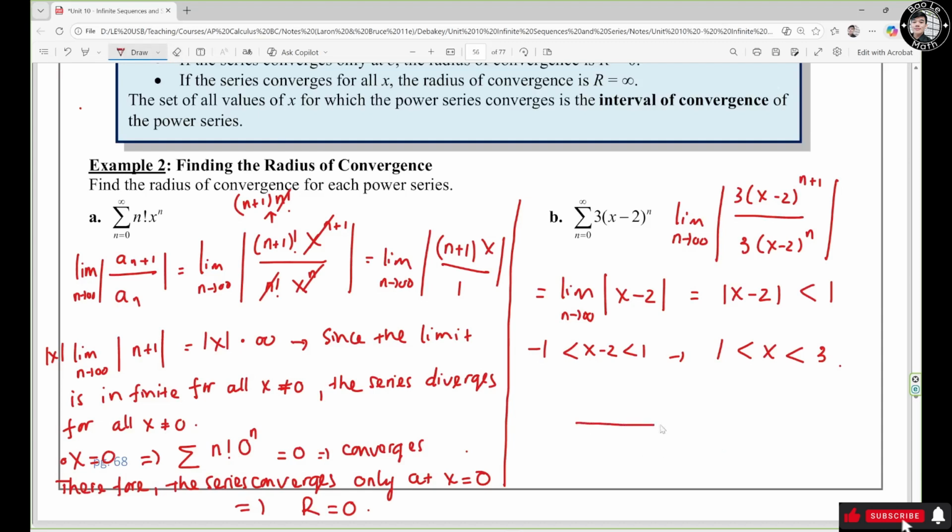Now, we're going to draw the number line. This one is the center, right? The center equals 2 right here, right? And then 3 right here, 1 right here. The distance from here to here is the radius, right? This is the radius. So the radius of convergence is 1, right?